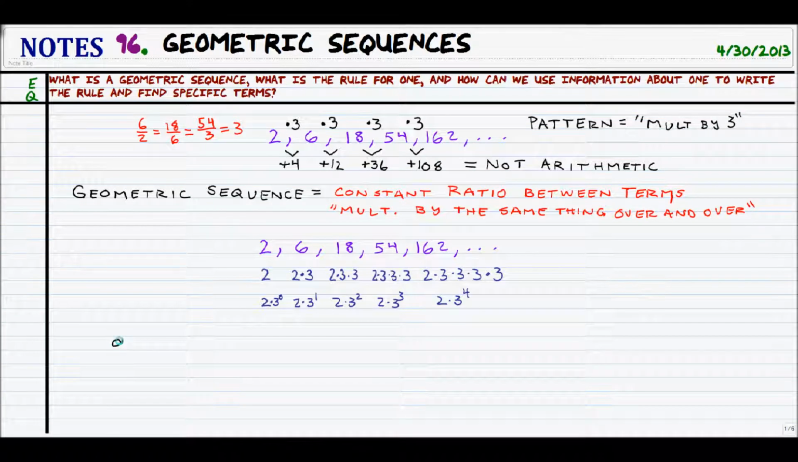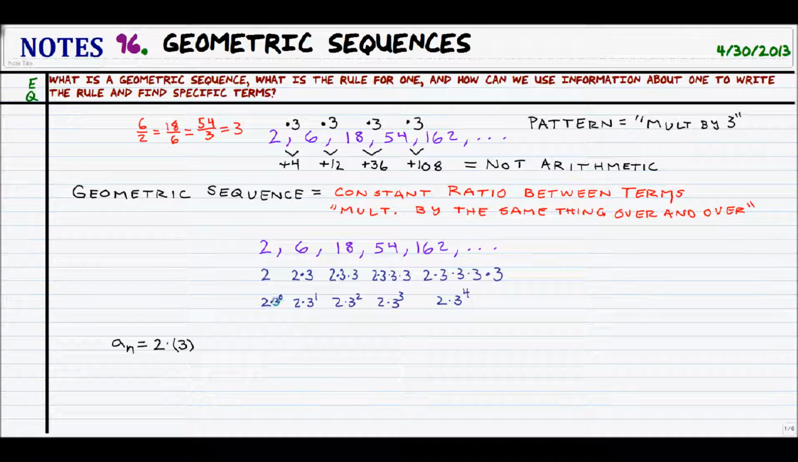So for this sequence, if I want to talk about a formula to find the nth term, it's going to start with a sub n. This is saying the nth term of our sequence, and we're just calling this sequence a. That nth term is going to be given by the first term times, in this case, 3, because that's our ratio. Our common ratio is 3.